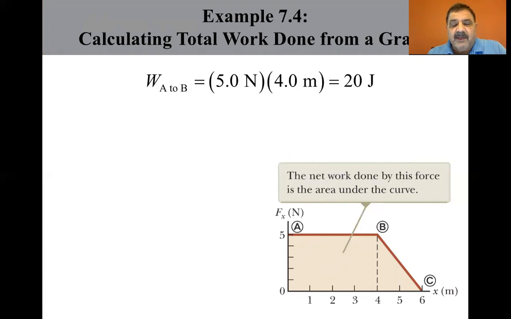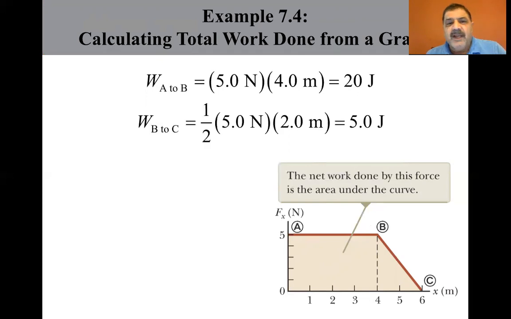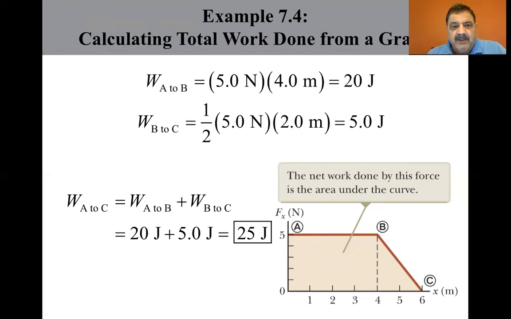So we evaluate the area of the rectangle, 5 newtons times 4 meters, and we get 20 joules. Now if we evaluate the area of the triangle, the area of a triangle is 1/2 the base times the height, so it's 1/2 times 5 newtons times 2 meters. We get 5 joules. Now, to find the total work, we just add those two, 20 joules and 5 joules, and we get 25 joules of work.